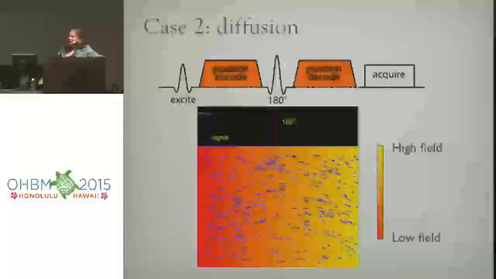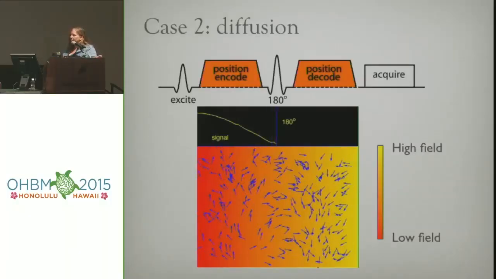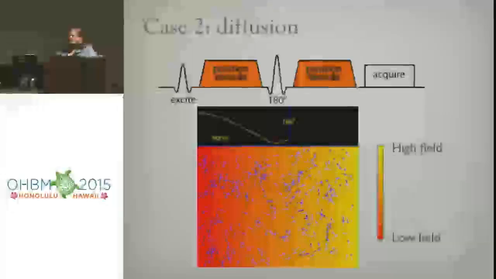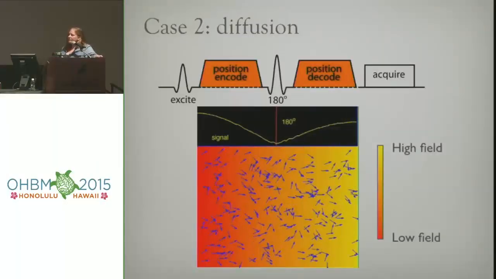Okay, if we now look at diffusion, what we see is that we start off with a sort of ordered pattern like we saw before, but it becomes increasingly chaotic. And we flip the magnetization, it continues to diffuse, and at the very end, what we have then is an incomplete return of magnetization into alignment.